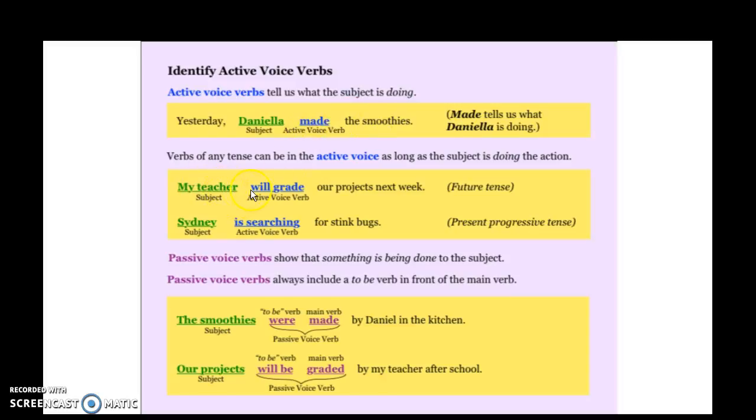My teacher, the subject, will grade our projects next week. Sydney, the subject, is searching for stink bugs. They're doing something, all right? Now, here's the passive voice.